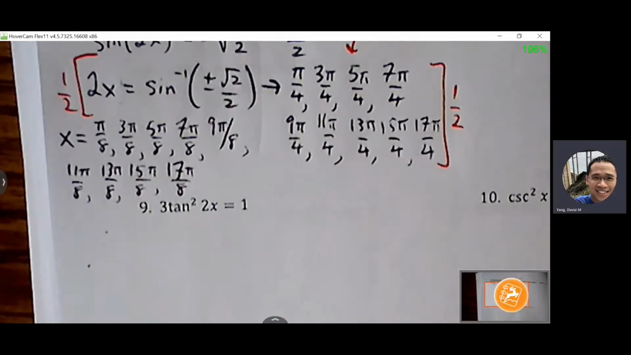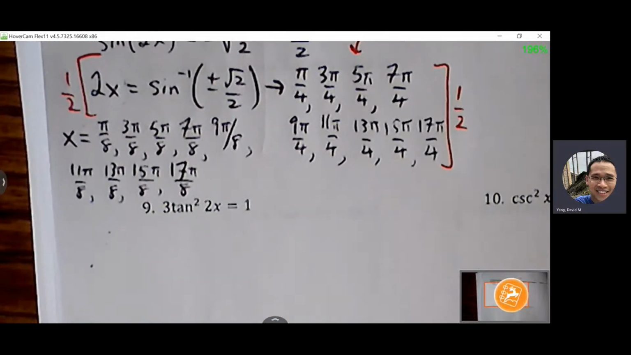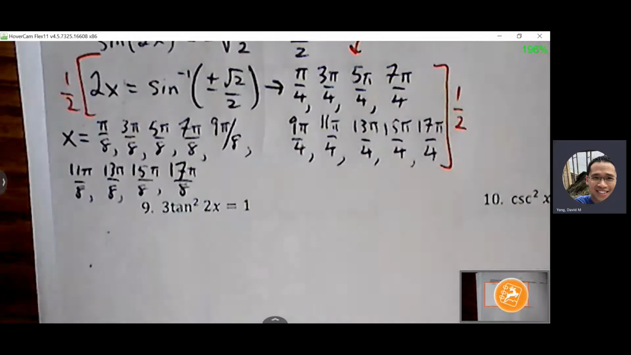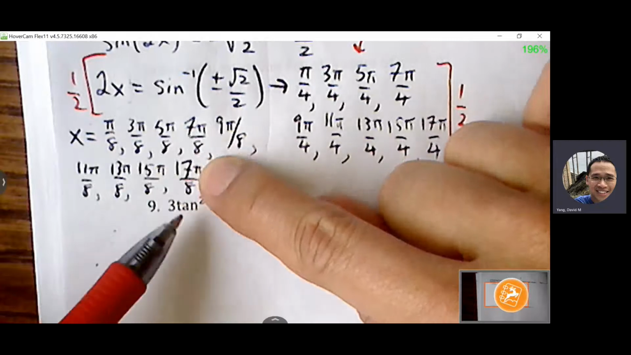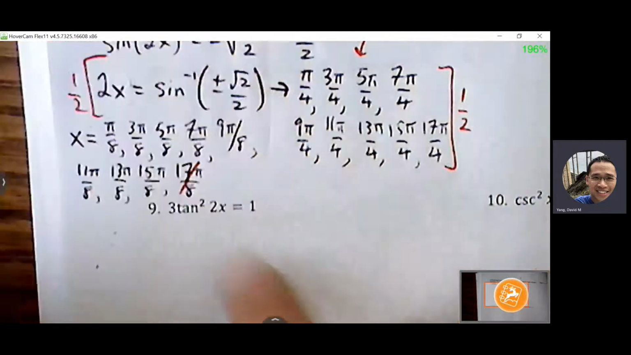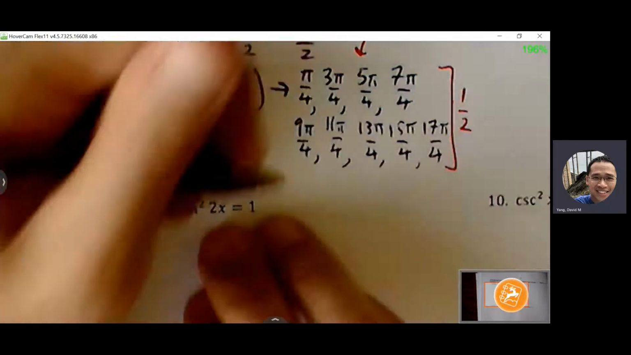Okay, do any of these values not belong in our interval? Yeah, 17 over 8, that's more than 2, right? 16 over 8 is 2, so 17 over 8 is more than 2. And then we just have to include the plus 2 pi n at the end.